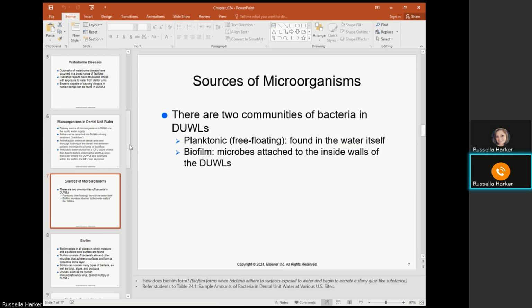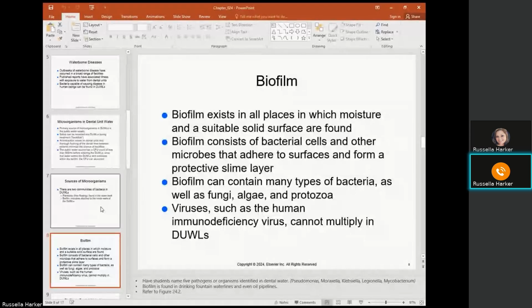So biofilm forms when bacteria adhere to surfaces exposed to water and they begin to excrete a slimy glue-like substance. The biofilm itself exists in all places where moisture and suitable solid surface are found, and it consists of bacterial cells and other microbes that adhere to a surface and form a protective slime layer.